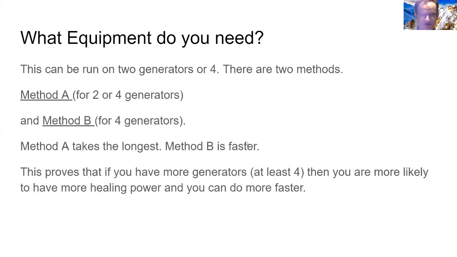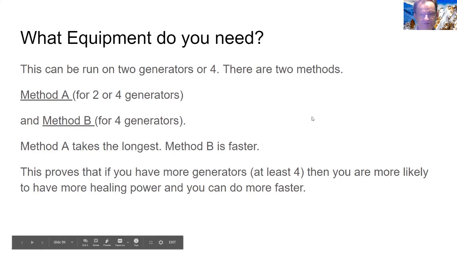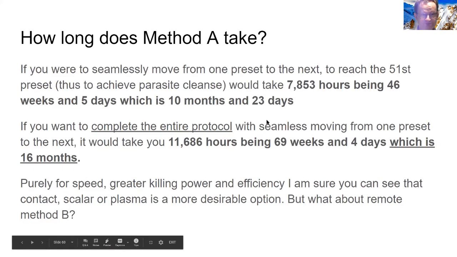This proves, unfortunately, that if you have more generators, namely at least 4, which could be 2 generator X, because each generator X contains 2 generators, or 1 generator X and 2 XM generators, or 4 XM generators, then you're more likely to have more healing power and you can do more faster. So get it all together, you know, get generators. It's going to be important.